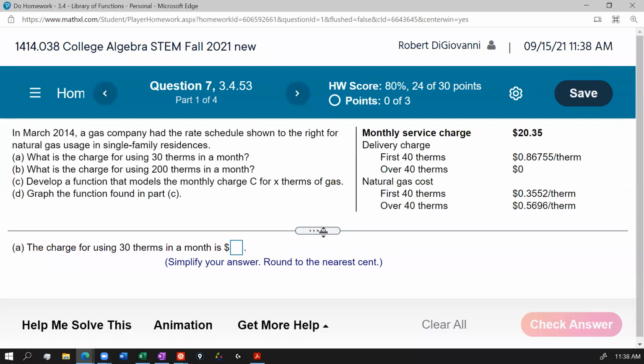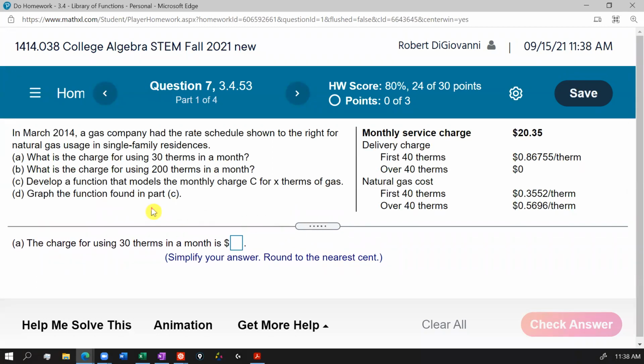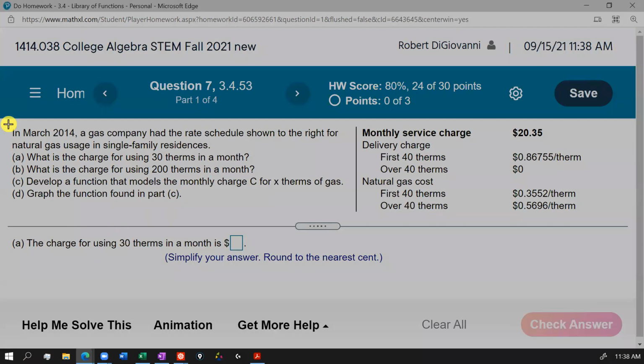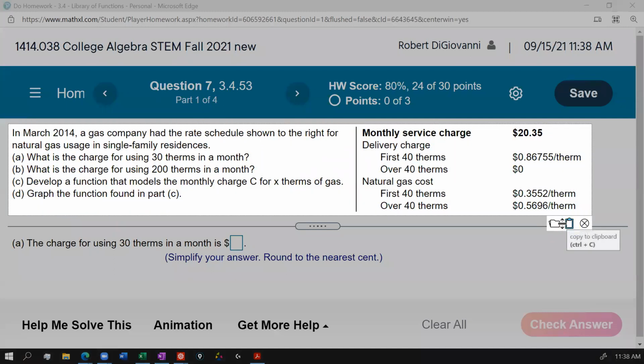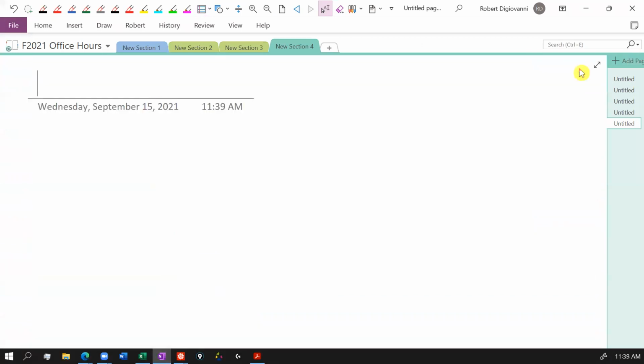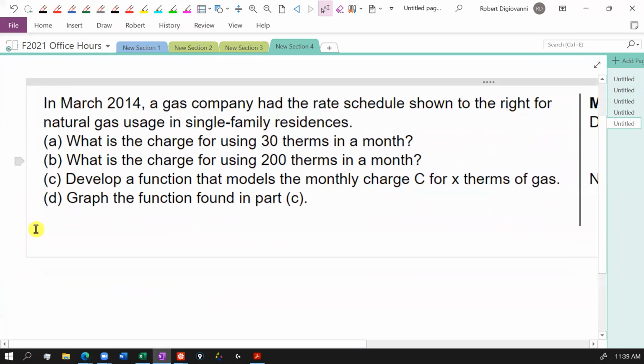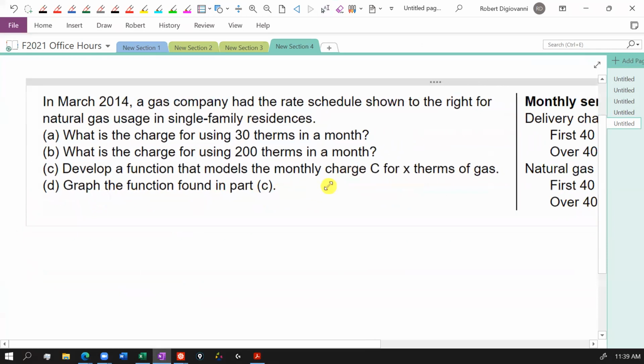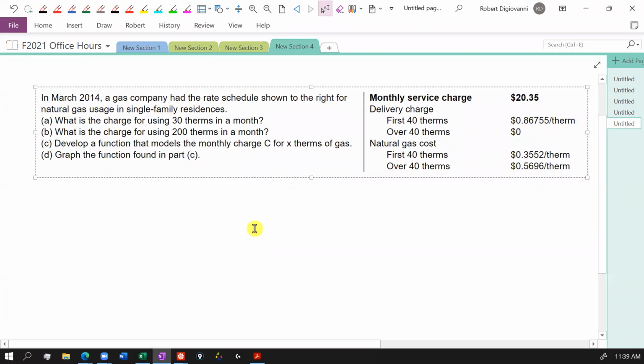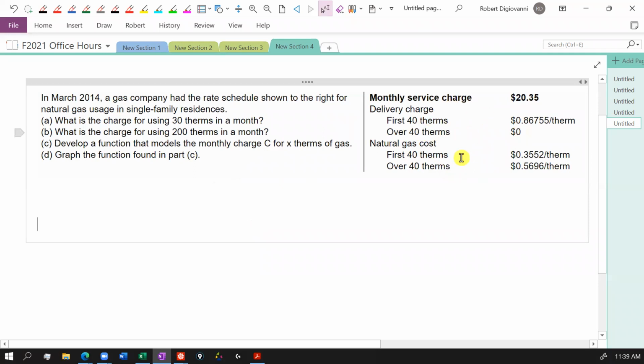All right, this one. Let's just read through this. In March 2014, a gas company had the rate schedule shown to the right for natural gas usage in a single family residence. Let me go do this on a different page and then we'll come back and answer everything. Okay, so this is the charges. And they want to know, what is a charge for using 30 therms in a month? A therm is a measurement of how much gas. So let's understand what's going on here.